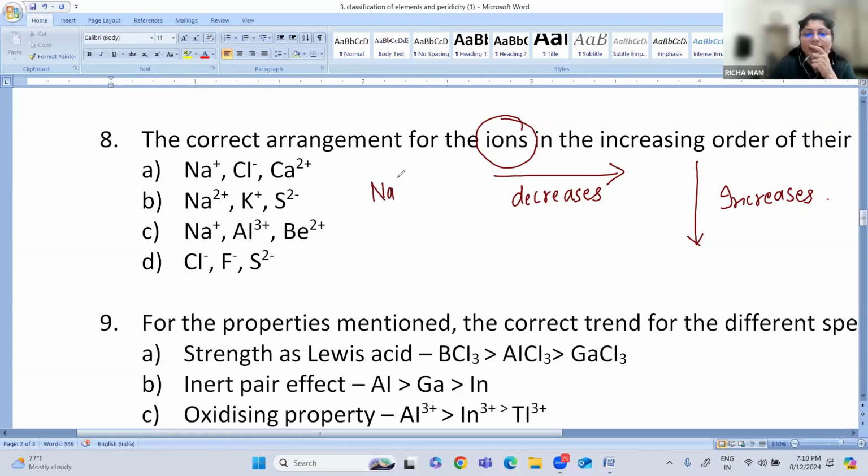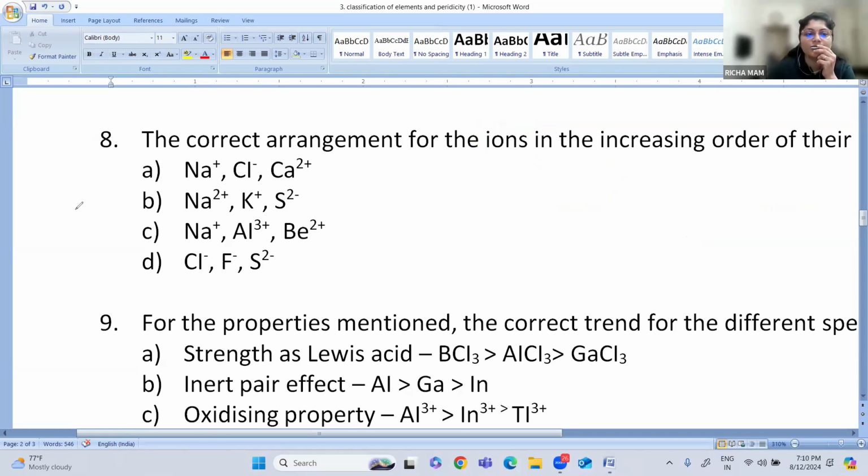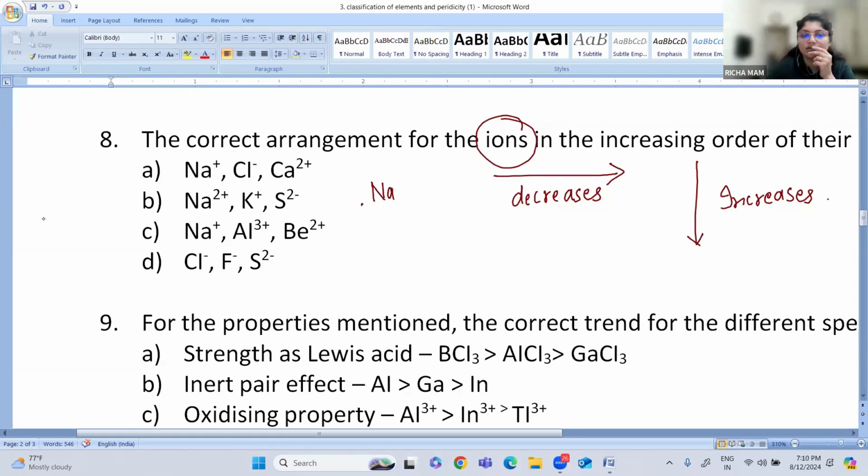Sodium Na plus means the number of electrons is 10, because Na plus means 11 minus 1, which is 10. So the number of electrons is 10 here.